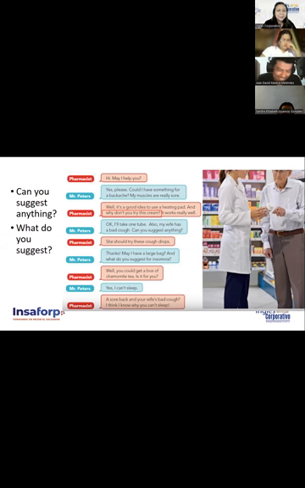Okay, so we have here the questions. Can you suggest anything? What do you suggest for insomnia? And now let's go over the answers that she gives. For example, she says it's a good idea to use a heating pad. She should try these cough drops. You could get a box of chamomile tea. You could get.